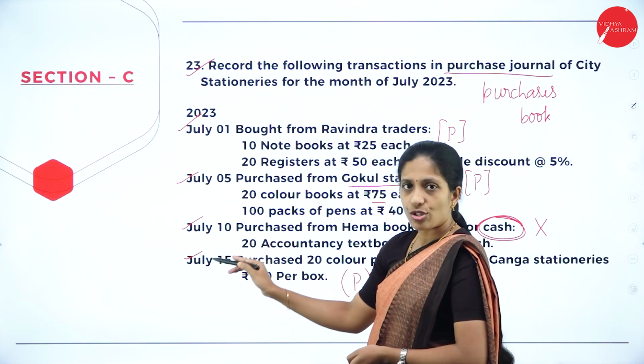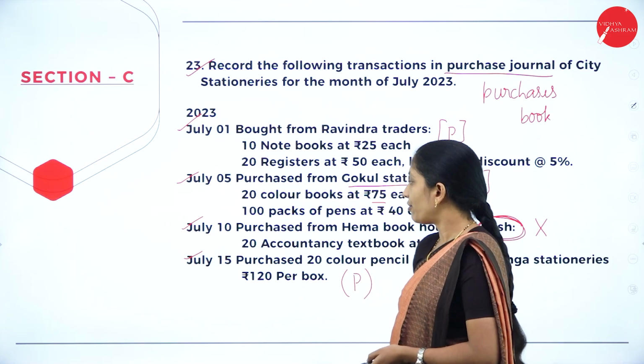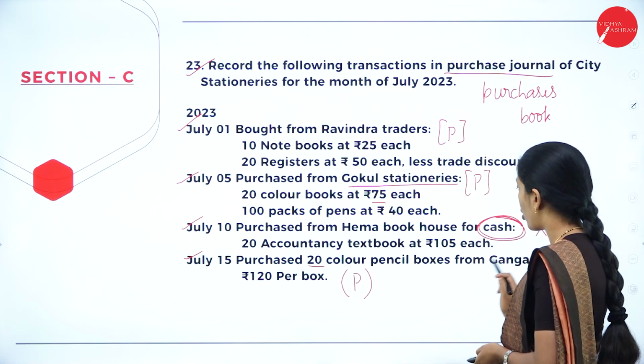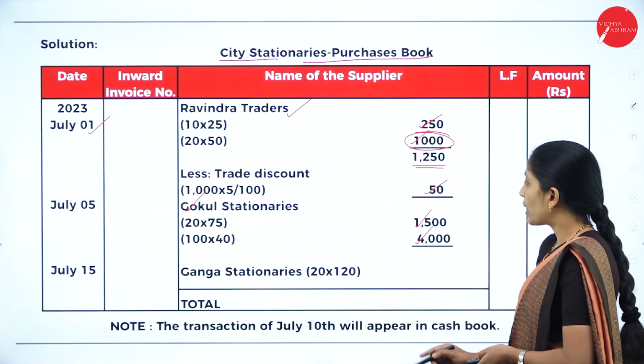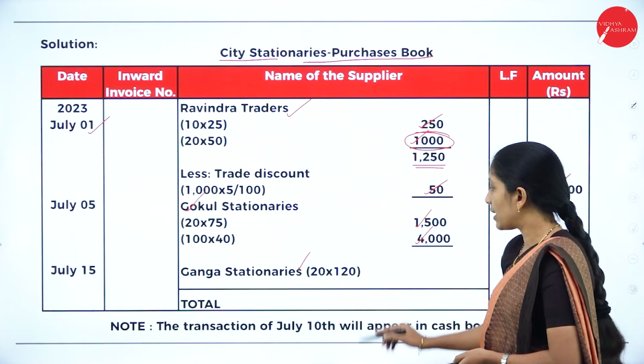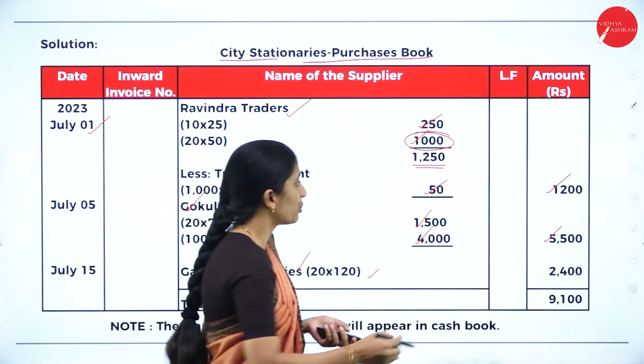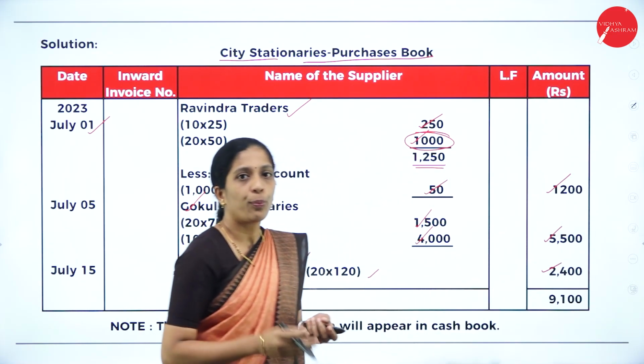Now, July 10th, it is not recorded in your purchases book, so no need to record. Next, July 15th, purchase 20 color pencil boxes from Ganga Stationeries. So, the name of the supplier is Ganga Stationeries. So, 20 into 120. How much will you get? That is 2400. Hope you are clear about it.